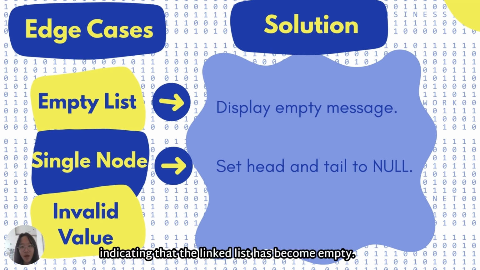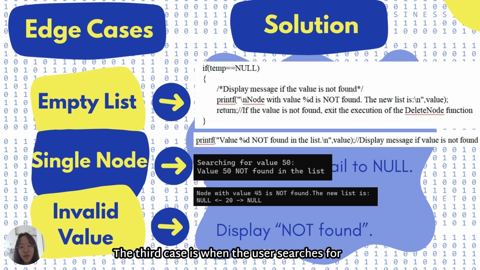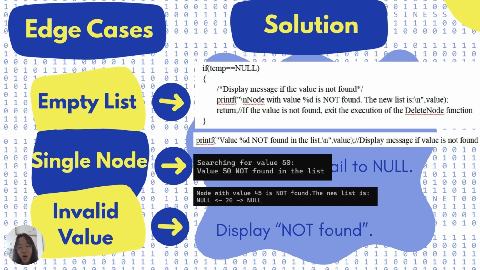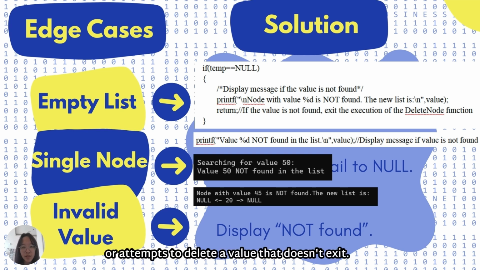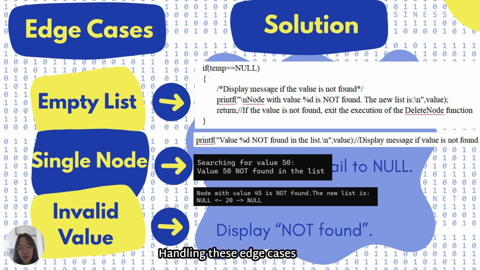list has become empty. The third case is when the user searches for or attempts to delete a value that doesn't exist. Instead of crashing, the program simply displays a not-found message. Handling these edge cases makes the program more reliable and robust.